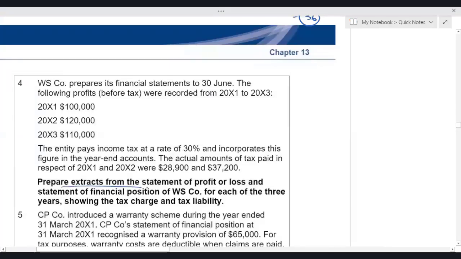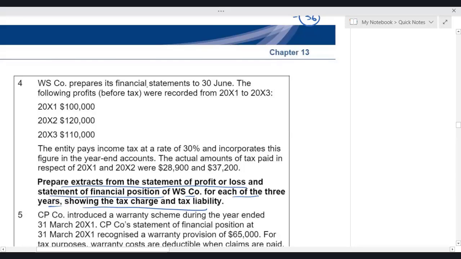Prepare extracts from the statement of profit and loss and statement of financial position of WS company for each of the 3 years, showing the tax charge and tax liability. So we have to prepare extracts from the profit and loss and financial position as well for each of the 3 years. So let's read.